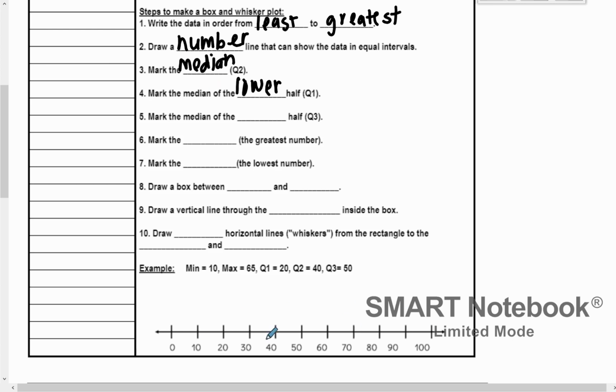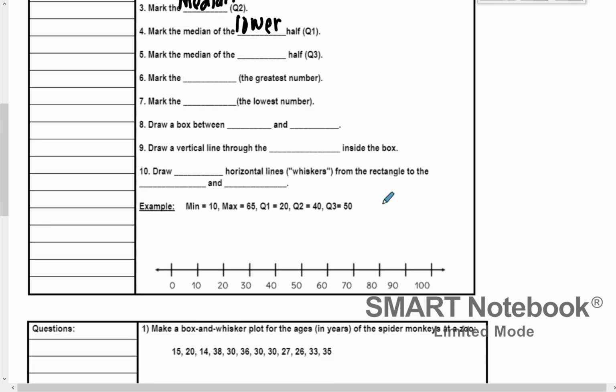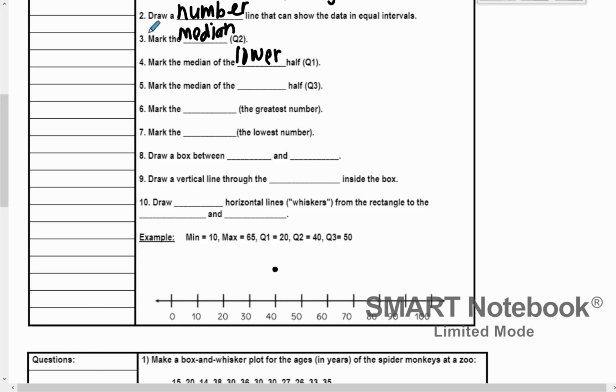So we draw a number line. That was already given to us, and notice how they're counting by tens. We don't have to start at 0. We could have just started at 10, and we didn't have to go all the way up to 100 because these are our numbers right here. We could have just stopped at that last number, but it's okay to keep going also. All right, so here we have a Q2 of 40, so we're going to put a dot where that Q2 is.